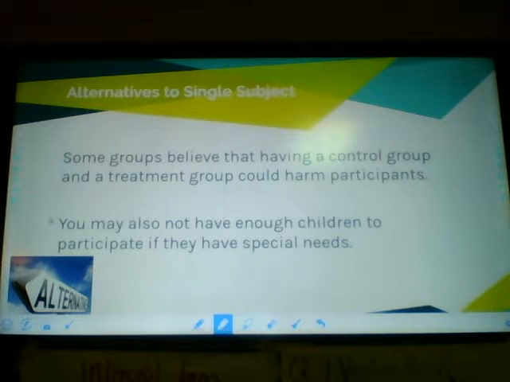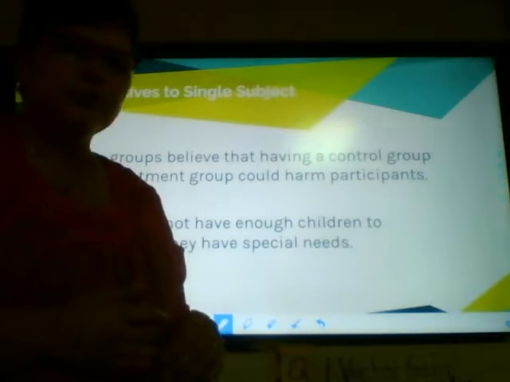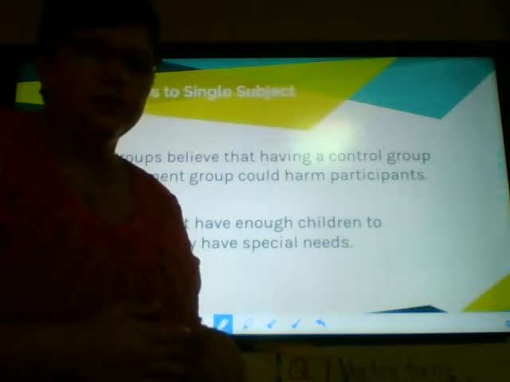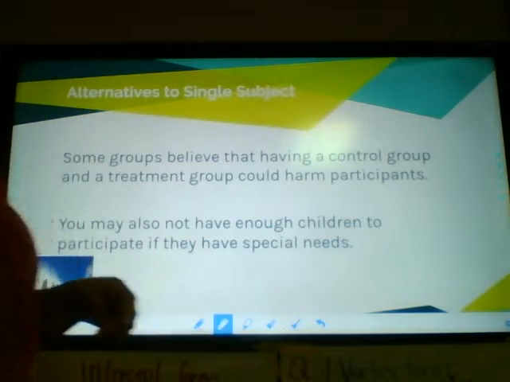You may also not have enough children to participate if they have special needs. So when you're dealing with a lot of students on IEPs in some of your smaller schools, you may not have enough kids to do a larger kind of study.